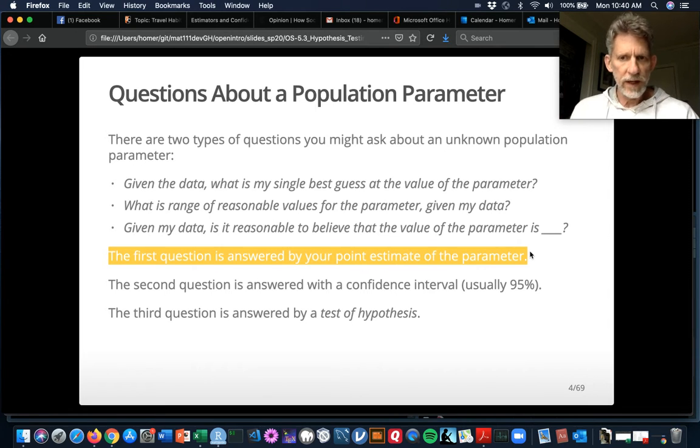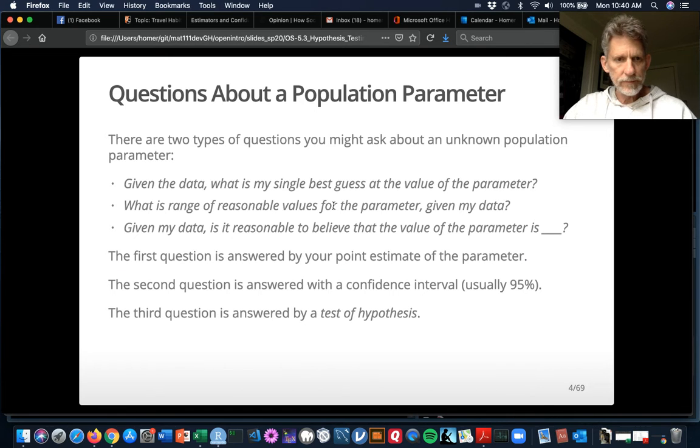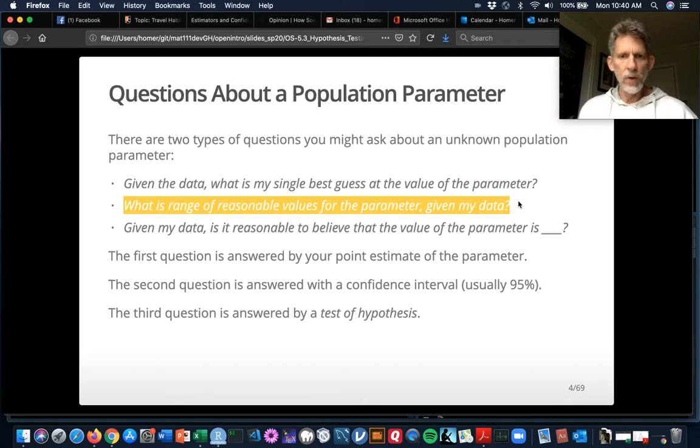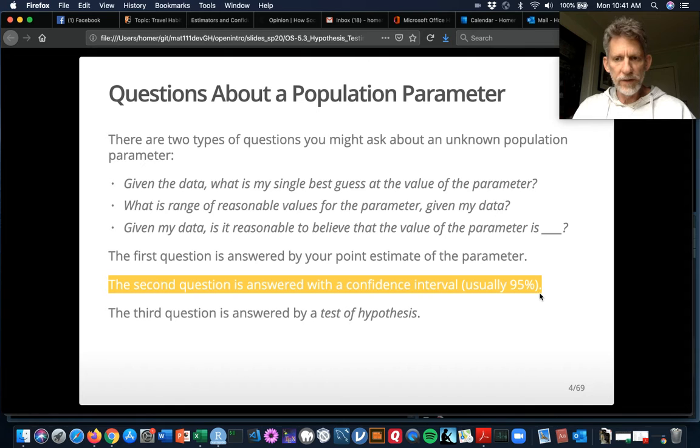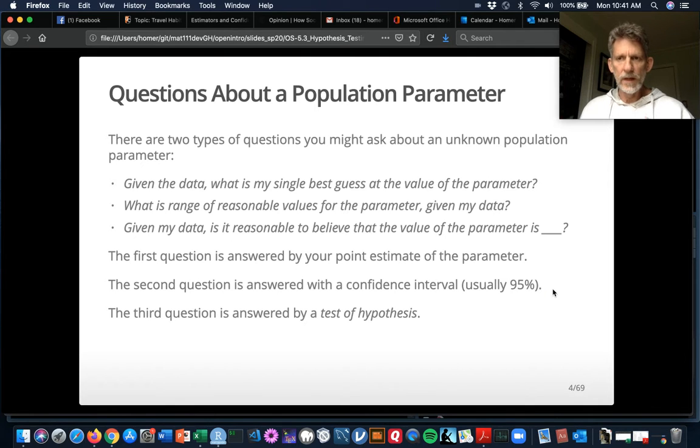Your best guess at the value of the parameter is your point estimate of the parameter that you get from data. So for example, if you want to know the value of a population proportion P, you might use the sample proportion from your data. The next question is, what's the range of reasonable values for what that parameter might be, given the data that you have? And that second question we've learned can be answered with a confidence interval, usually a 95% confidence interval. And that gives the range of reasonable values for what P might be.